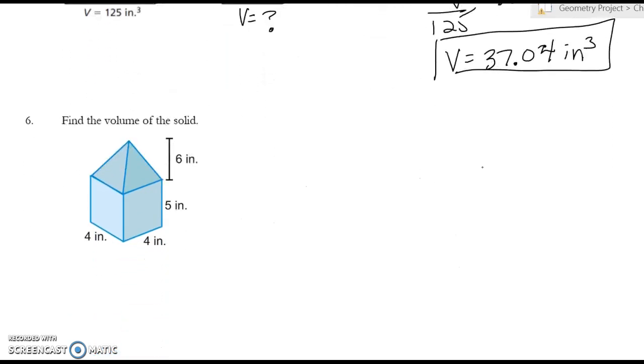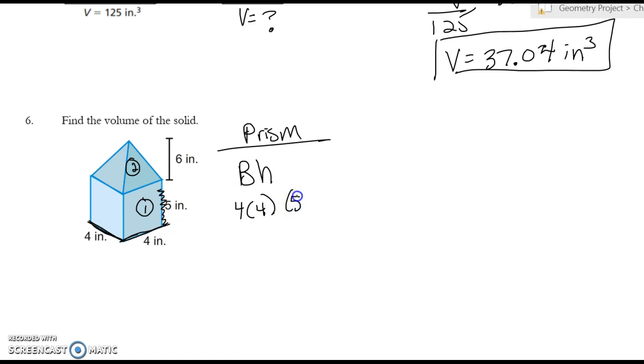Okay, so now this is called a composite figure. I have two things. I have my prism down here, shape 1, and my pyramid up here. So I have a prism, which is base times height. And so my base is a 4 by 4, so it's going to be 4 times 4. And my height is right here, which is 5. So 4 times 4 times 5 gives me a volume of 80. And so that's the bottom shape.